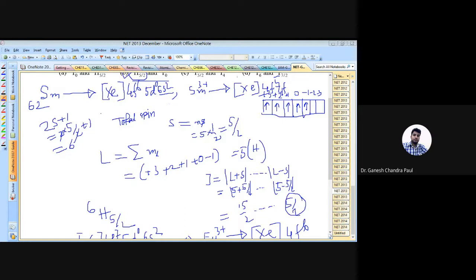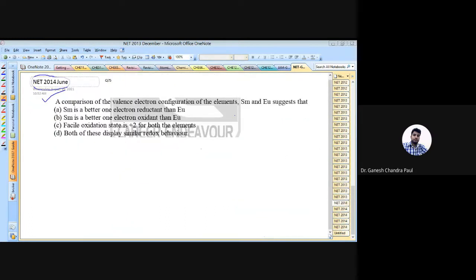Okay, now tell me what is the answer. A comparison of the valence electron configuration of samarium and europium suggests that samarium is a better one electron reductant than europium. Samarium is a better one electron oxidant than europium. Facile oxidation state of +2 for both the elements. As you can see, both are lanthanide elements, and their common oxidation state is +3, right? So this option is not acceptable. Both these display similar redox behavior. What do you think?